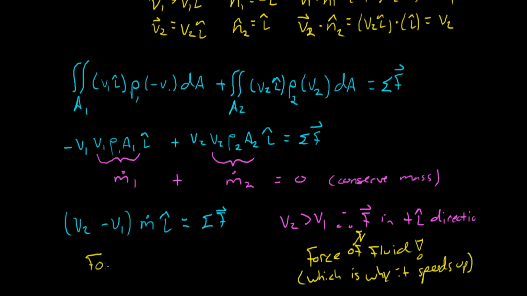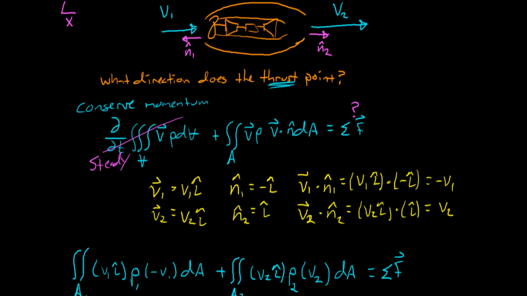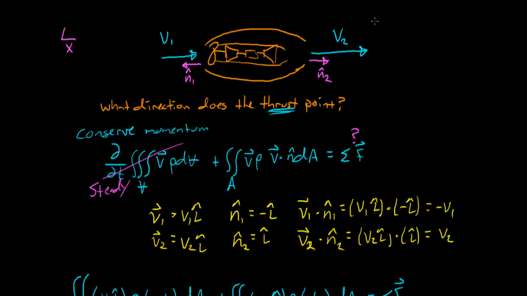And we can think now the force on the airplane itself is equal and opposite to the force on the fluid. And so the force on the plane is to the left, which makes sense because air goes in the front end of the engine and out the back end, and the airplane moves forward. And so force on plane goes to the left, force on fluid goes to the right.